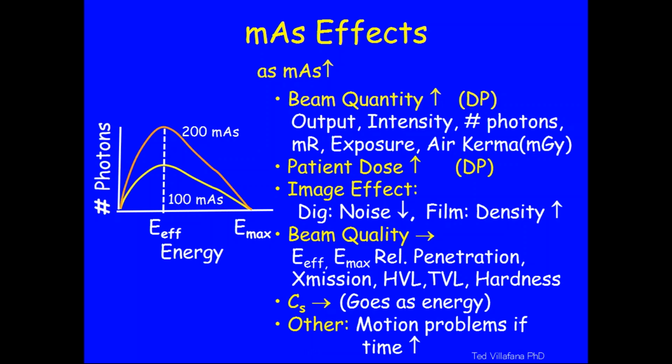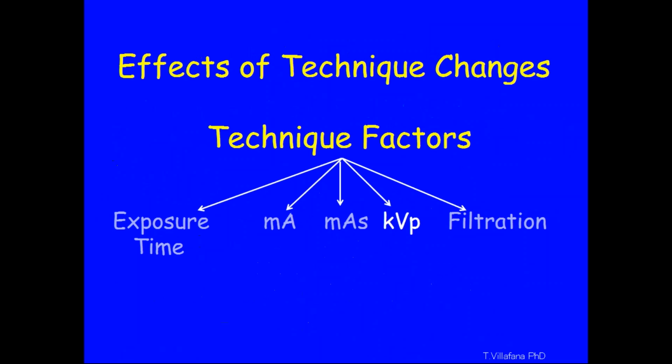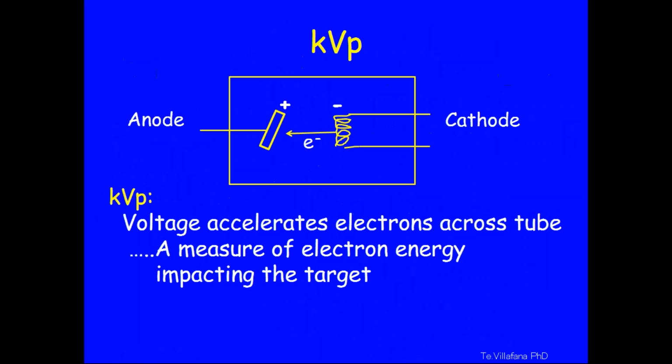And the only time that you'll have a motion problem with changes of MAS is if you change the time. Motion is always related to time. It is not related to the MA. Well, enough said for that. I've shown these little calculations before. But now let's go to KVP. Everything changes dramatically with KVP. Little changes in KVP produce big changes in everything else.